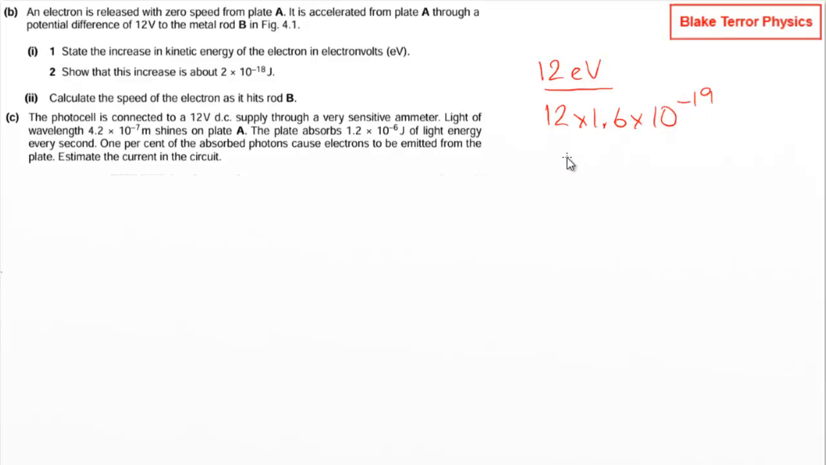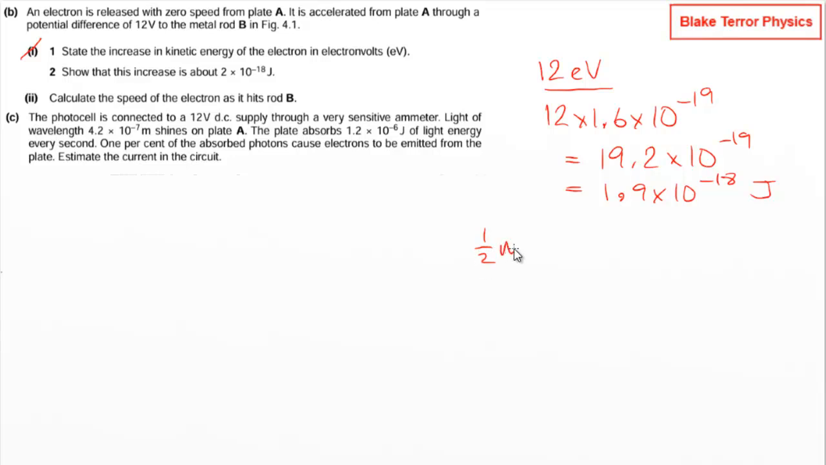And then that comes out as, what we got, 19.2 times 10 to the minus 19. So 1.92. So 1.9 times 10 to the minus 18 joules. Okay, right, that was just checking if you know what an electron volt is by the look of it. Calculate the speed of the electron as it hits rod B.